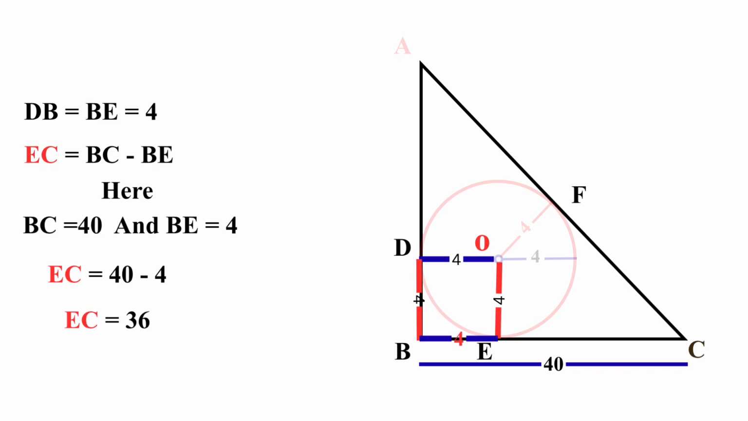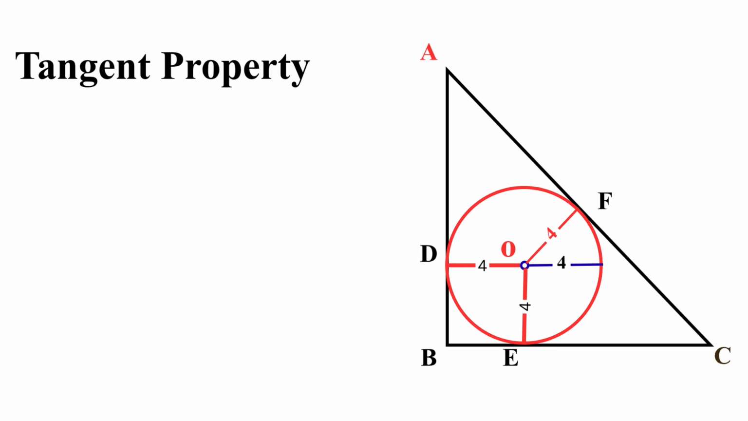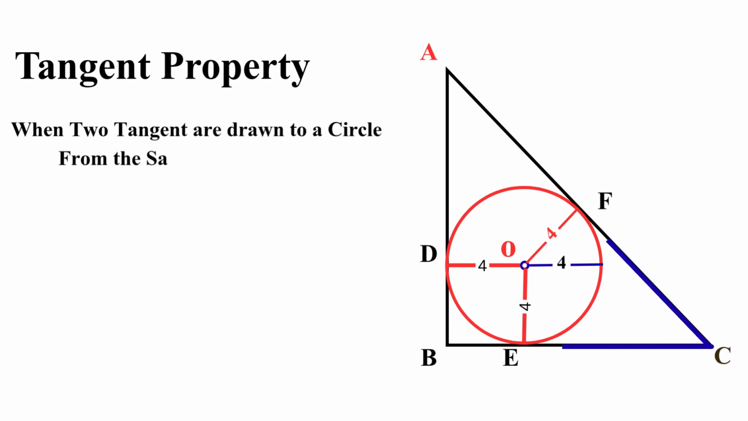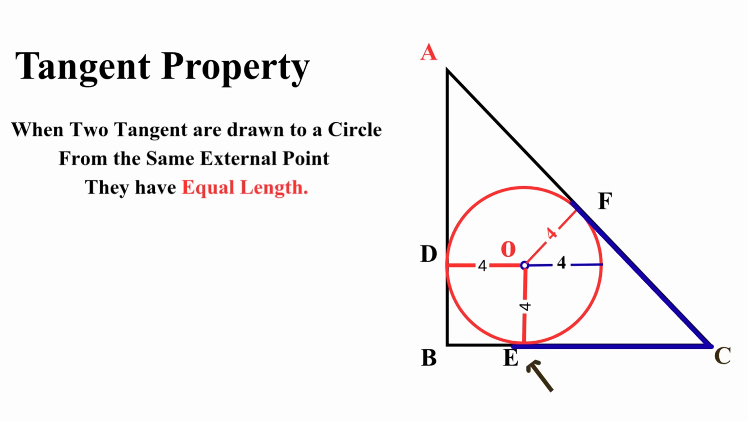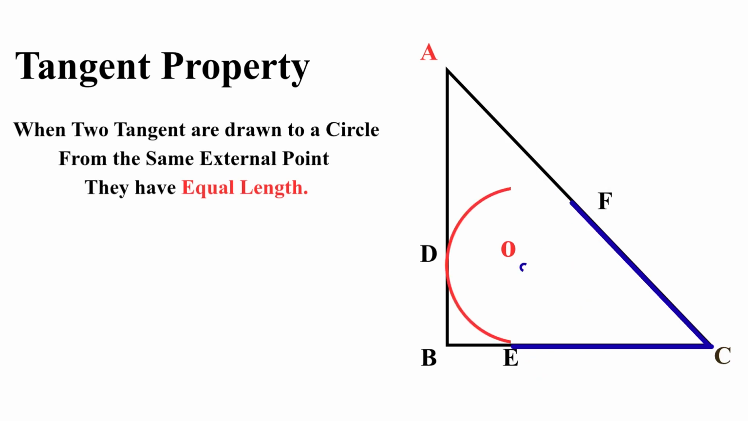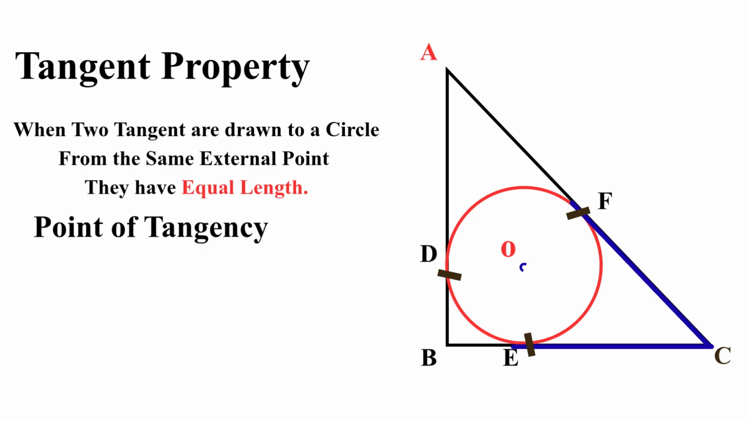Now comes the game changer, the tangent property. We have a beautiful rule in geometry, that is, when 2 tangents are drawn to a circle from the same external point, they have equal lengths. Now, let me show you something important. Look at point E, where the circle touches the base of the triangle. When a circle is inscribed inside a triangle, meaning it fits perfectly inside and touches all 3 sides, each point where the circle touches a side is called a point of tangency.